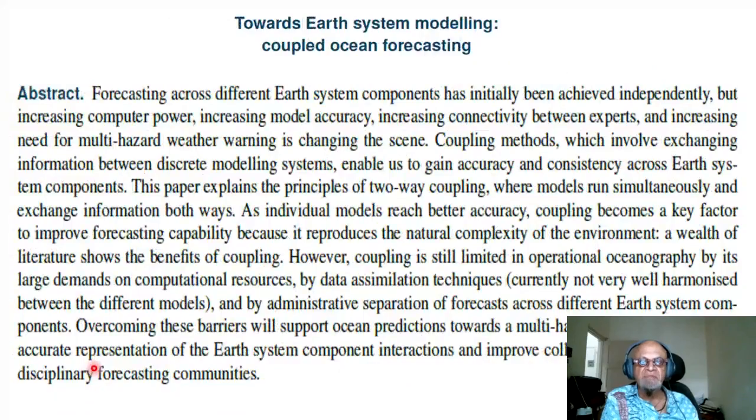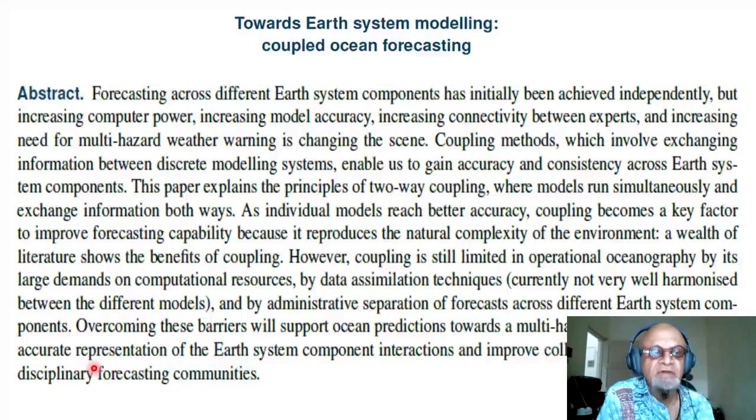Towards Earth system models, so that is coupled ocean forecasting. Where are we headed with that? Forecasting across different Earth system components has initially been achieved independently, but increasing computer power, increasing model accuracy, increasing connectivity between experts, and increasing need for multi-hazard weather warning is changing the scene in terms of ocean forecasting.